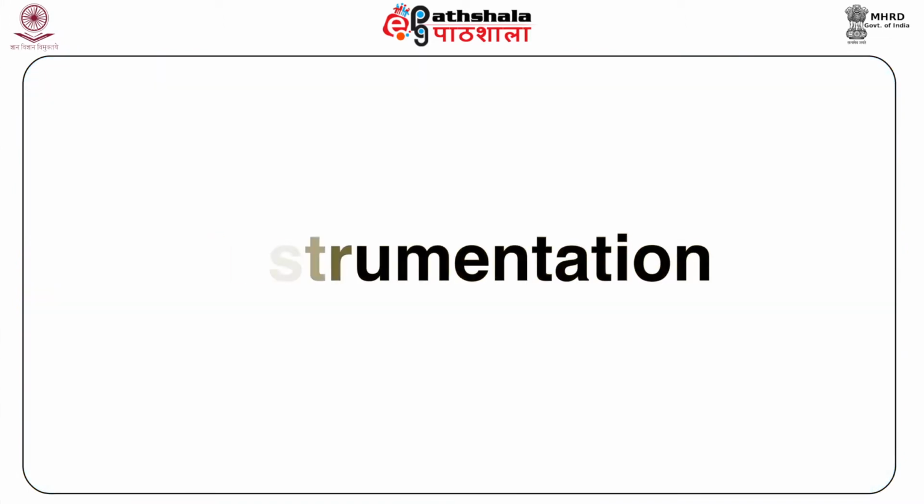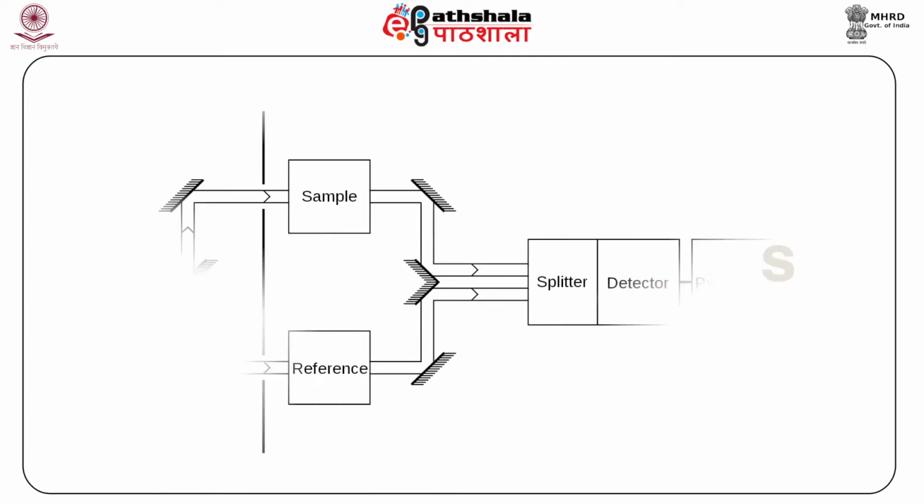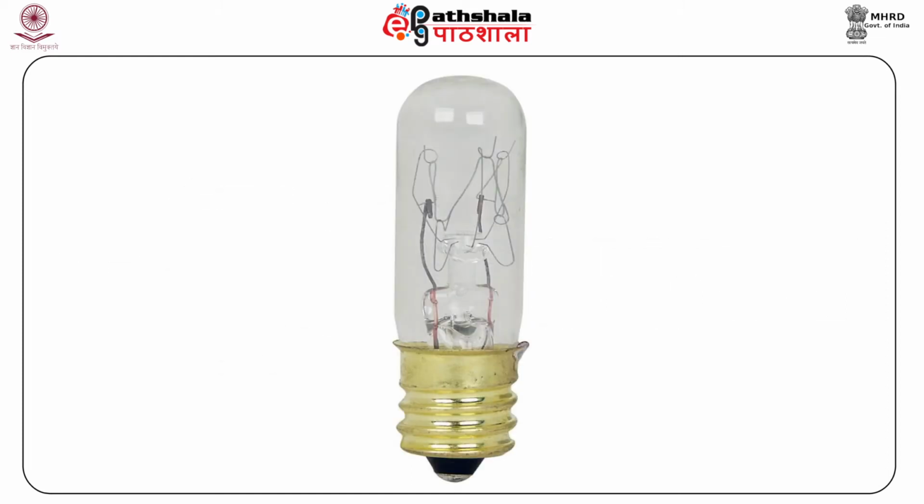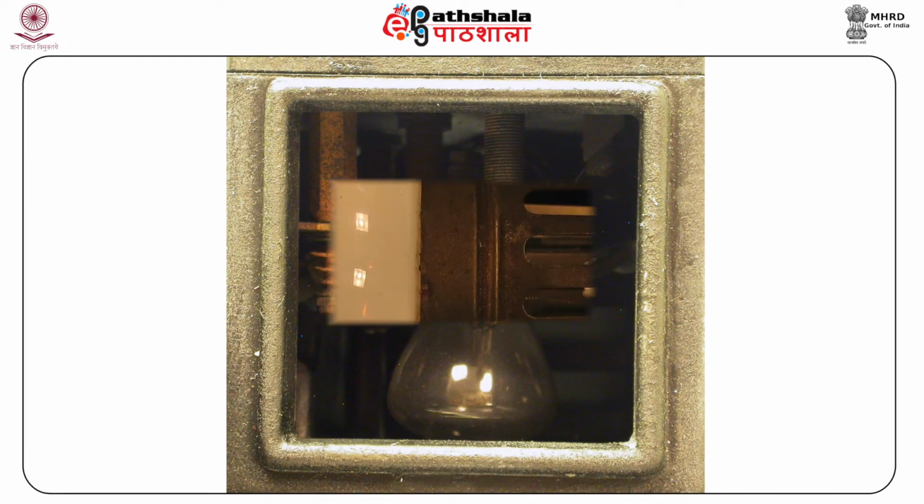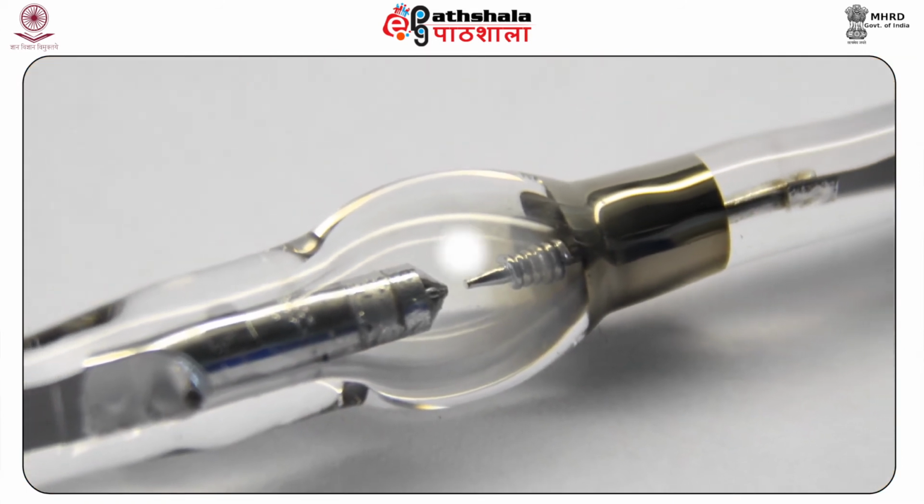Now we move on to instrumentation. First is IR radiation sources. Infrared apparatuses involve a source of radiant energy that emits infrared radiation that should be steady, strong enough to be detected, and can spread over the preferred wavelength. A number of sources of infrared radiation are the incandescent lamp, tungsten lamp, Nernst glower, and lastly, mercury arc.